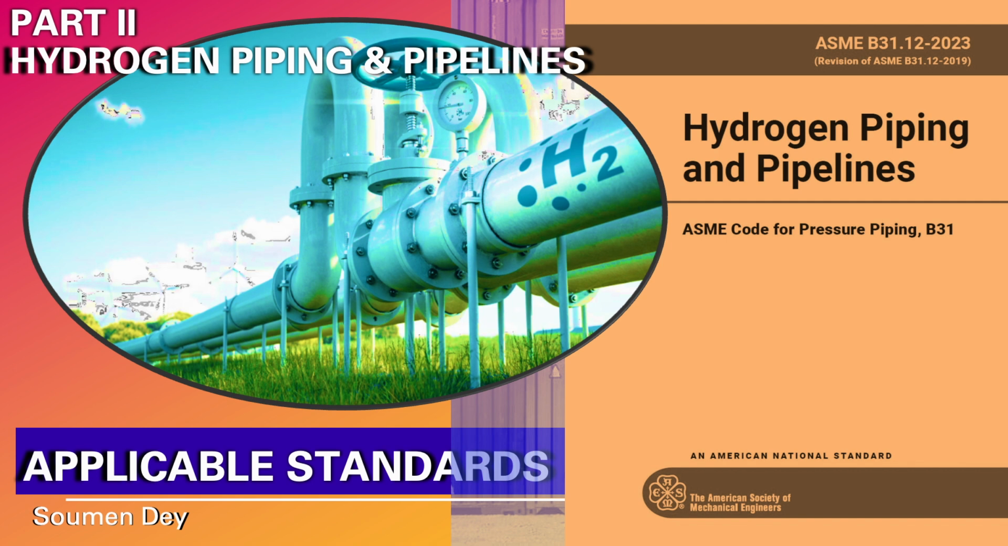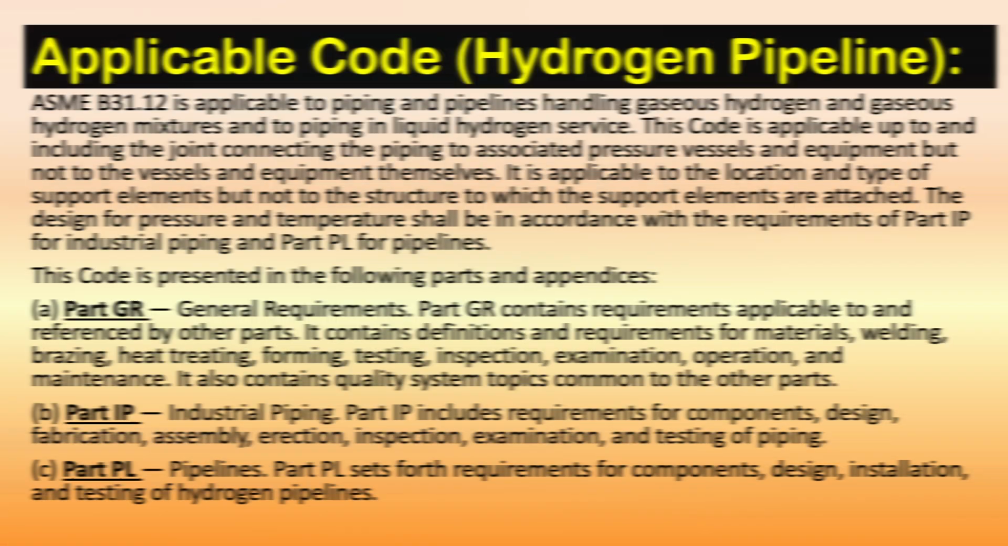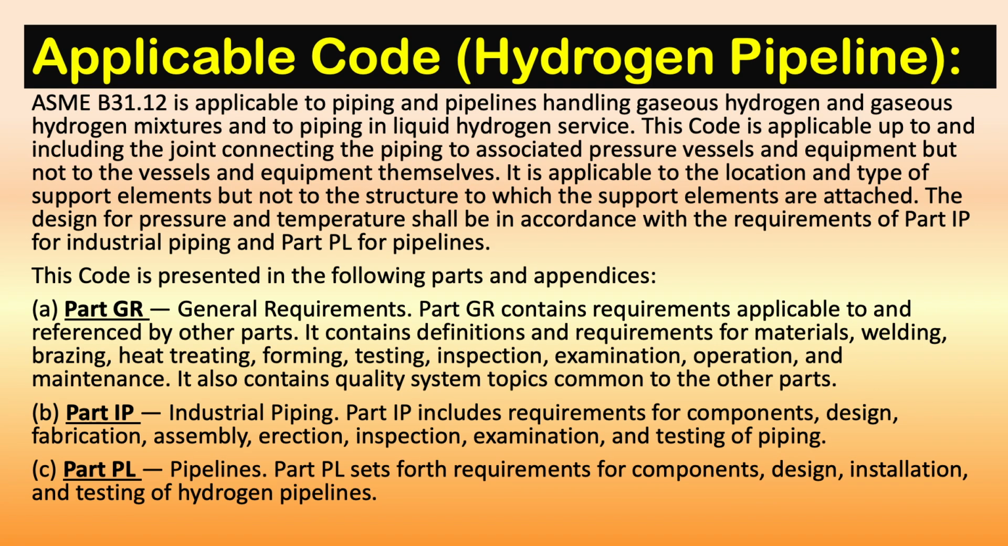Let us discuss the ASME code for pressure piping. The complete name is ASME B31.2. I am discussing a few points from the 2023 edition.